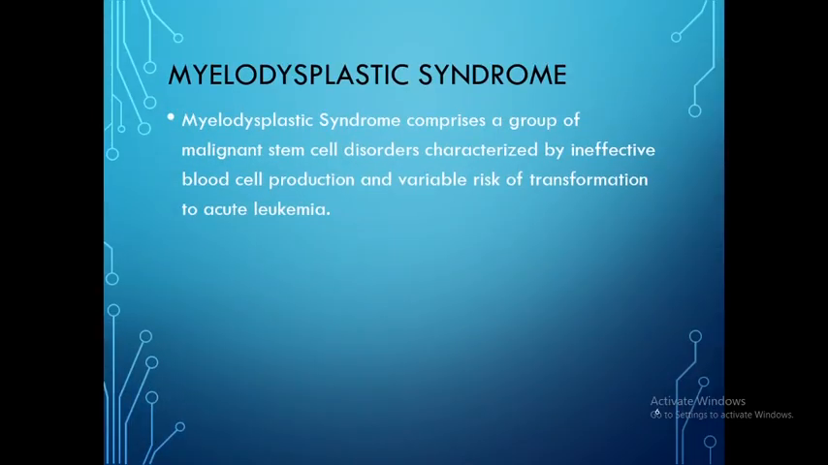Let's start with the first type of disorder of the hemopoietic system, that is myelodysplastic syndrome, or in short form we say MDS. Myelodysplastic syndrome comprises a group of malignant stem cell disorders characterized by ineffective blood cell production and variable risk of transformation to acute leukemia. That means in MDS there is a higher chance of this transforming to acute leukemia.